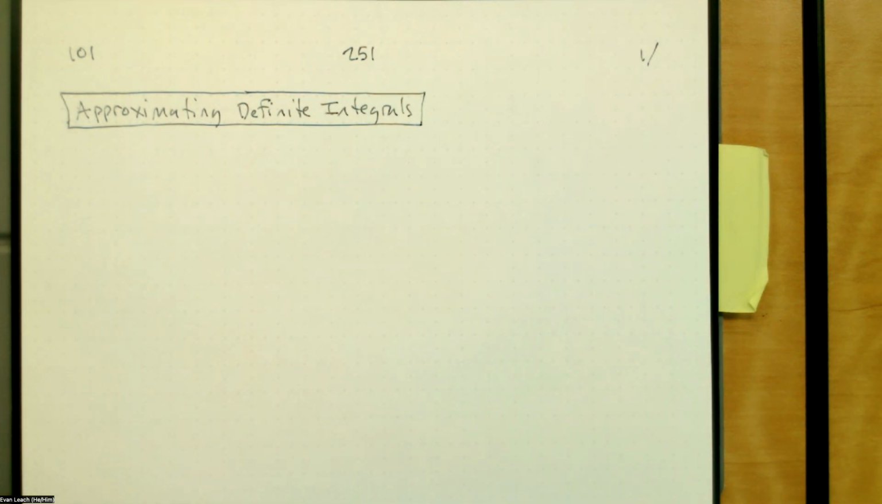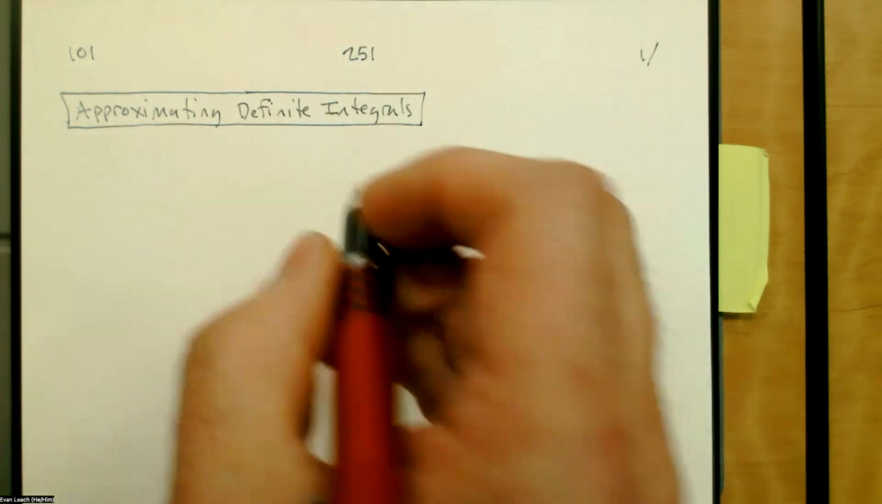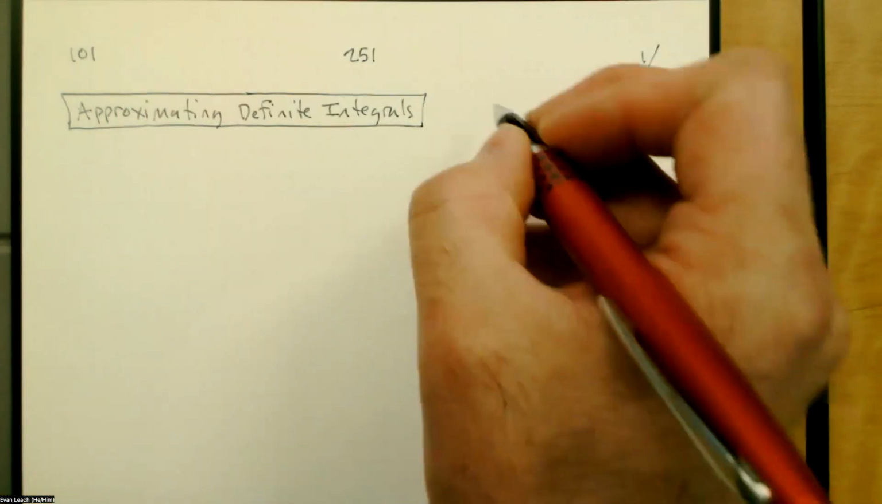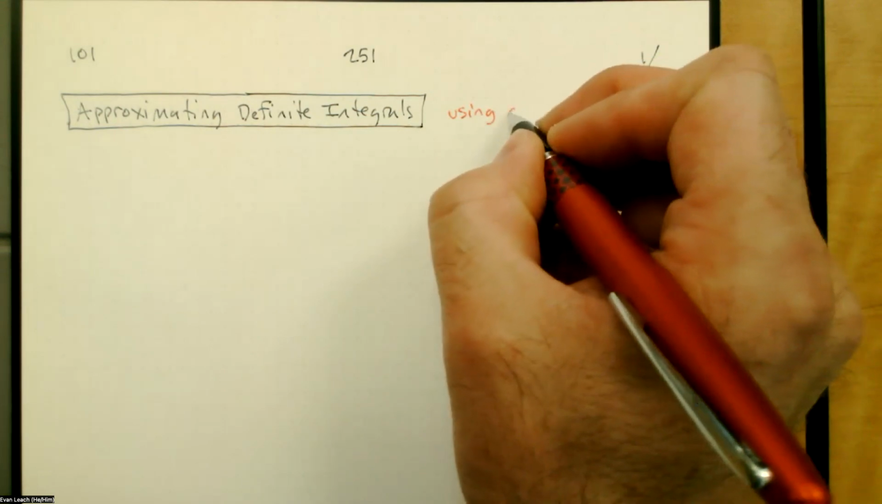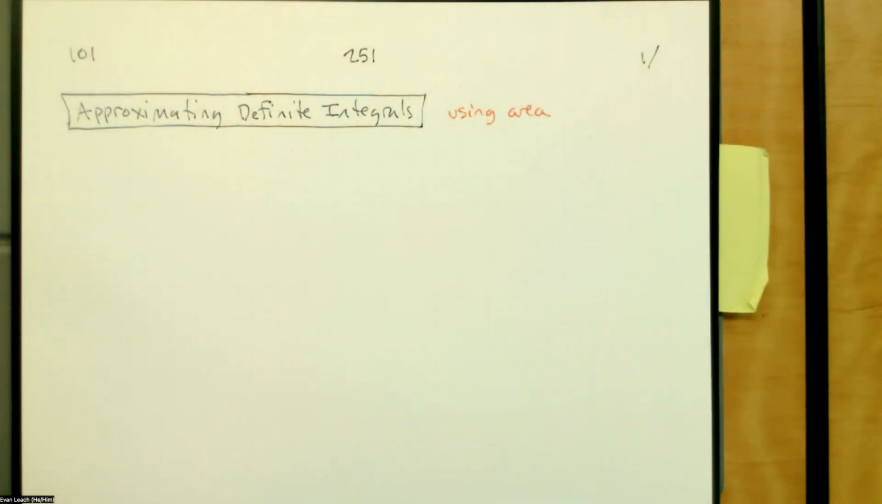That second part of the fundamental theorem of calculus says that we can construct an antiderivative using a definite integral. And this is good because a definite integral can be approximated by thinking of it in terms of area. We're going to approximate definite integrals using area.